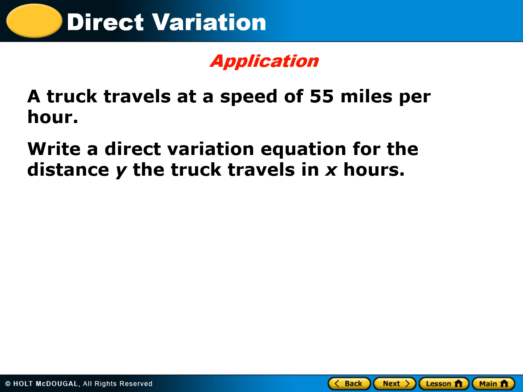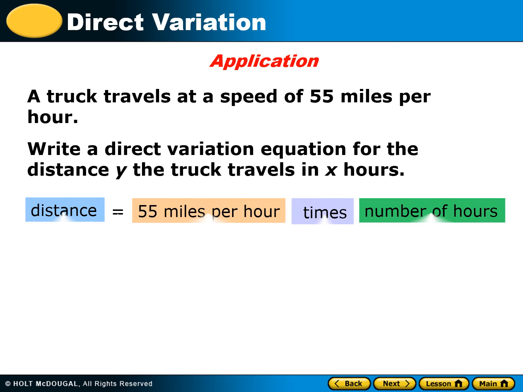So let us have some application for direct variation. A truck travels at a speed of 55 miles per hour. Write a direct variation equation for the distance y the truck travels in x hours. The first thing we need to do here is to recall our formula for the distance. Distance equals the speed times the time. So distance equals 55 miles per hour times number of hours.